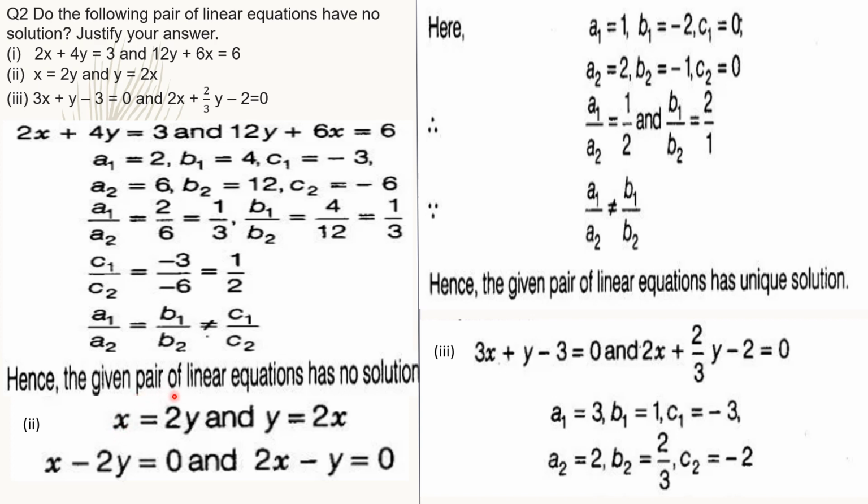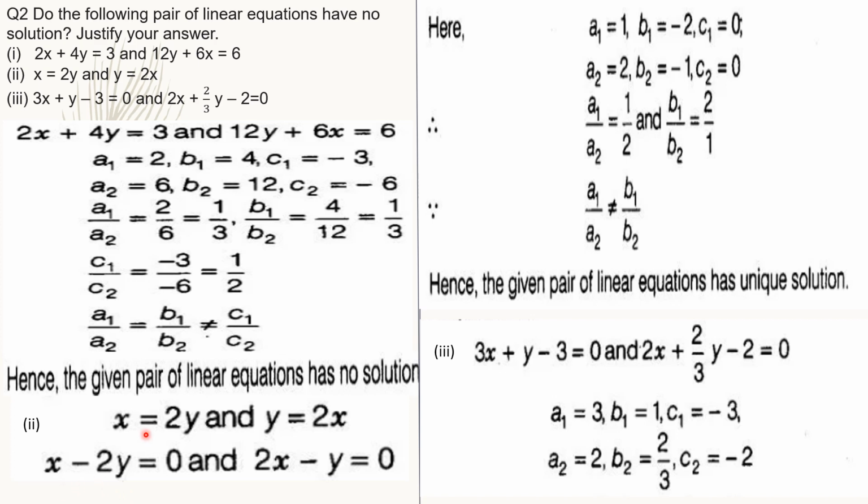Now let us come to the second part and check whether the given pair of linear equations has no solution, or a unique solution, or infinitely many solutions. But our motto is to find which pair of linear equations has no solution. So let us come to the second part. Here the given equations are x equals 2y and y equals 2x. First of all, we write them in the standard form.